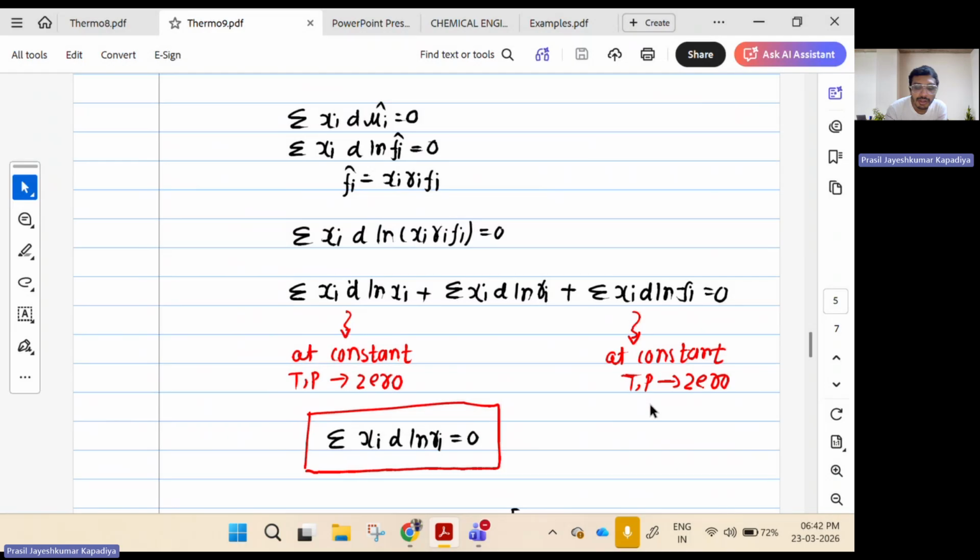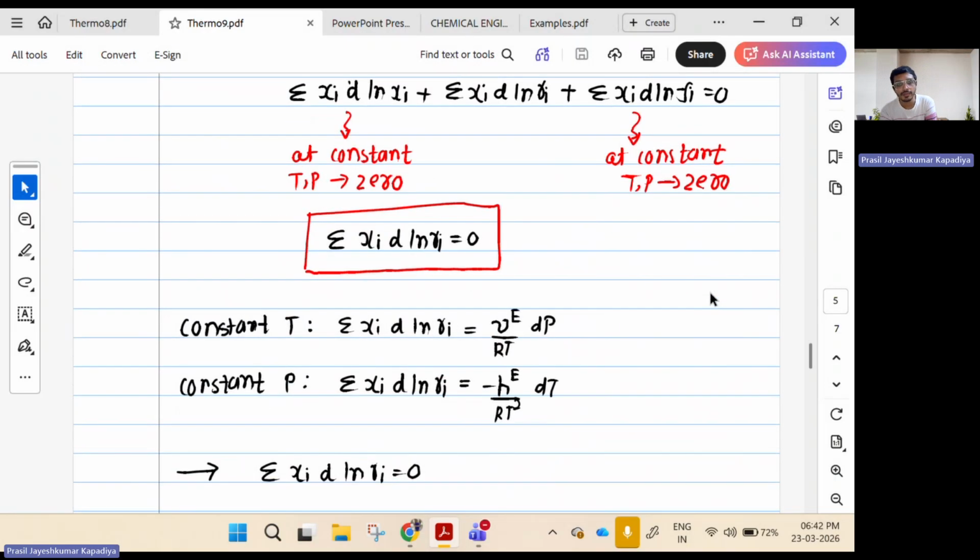When we are dealing with constant temperature and pressure, this term is not going to change, right? So this is going to be constant. Similarly, the fugacity of component i in pure state at that temperature and pressure is not going to change, so this term is also going to be 0. So we are only left with summation of xi d ln gamma i is equal to 0. Okay, so this is called the Gibbs-Duhem equation.